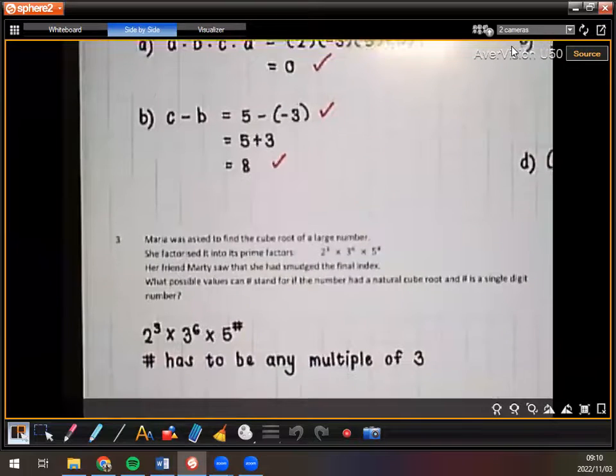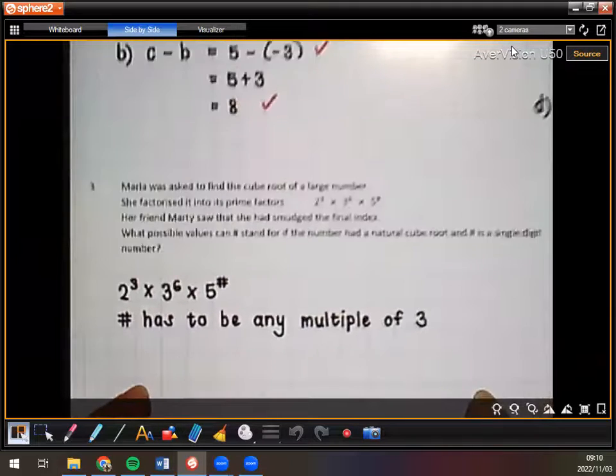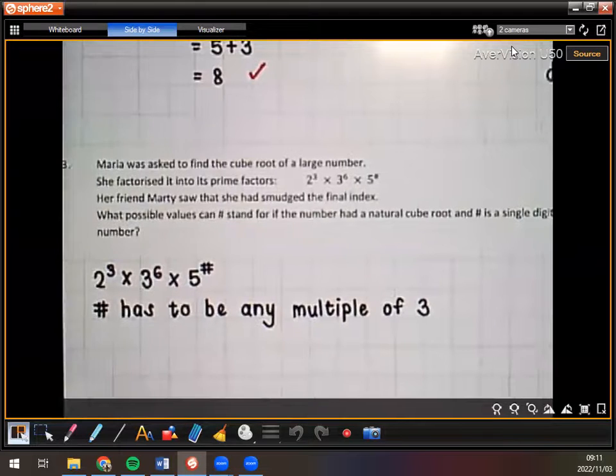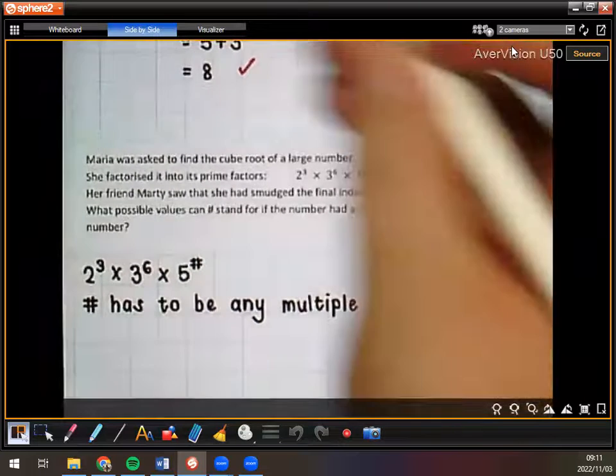Alright, number 3 was a bit of a problem-solving question. So they said Maria was asked to find the cube root of a large number. We factorized it into 5 factors, and we got 2 to the power 3 times 3 to the power 6 times 5 to the power of a hash. Maria saw that she had smudged the final index, which is the exponent, right? Index is exponent. What possible values can the hash stand for if the number had a natural cube root? Oh, and sorry, I didn't actually see that last bit. And the hash is a single digit number.